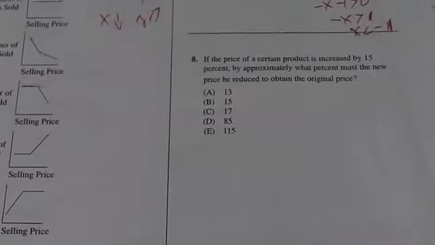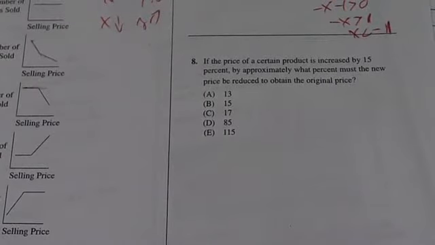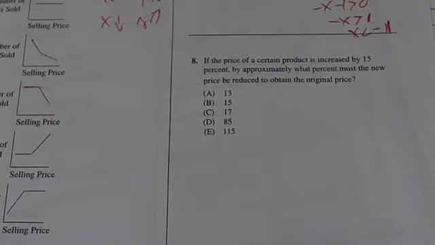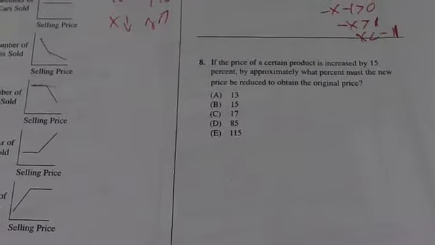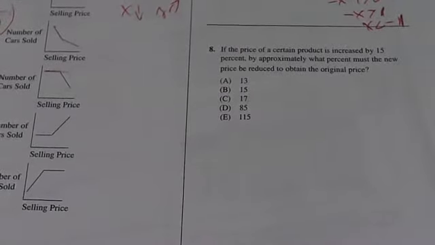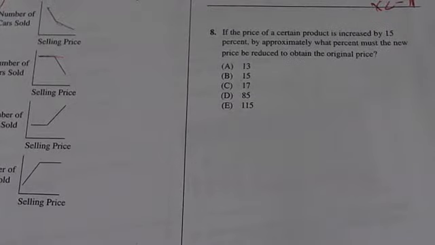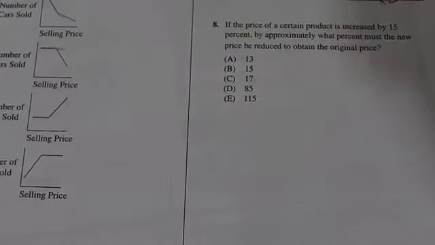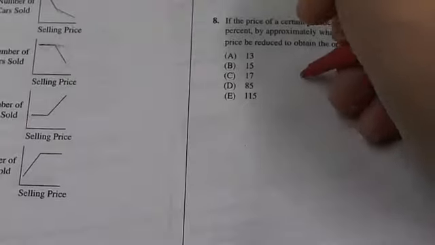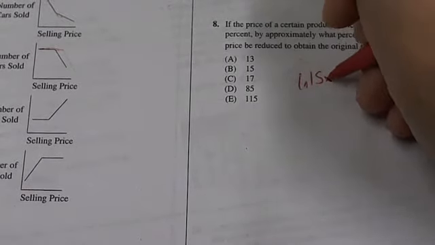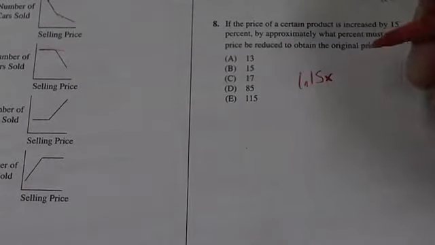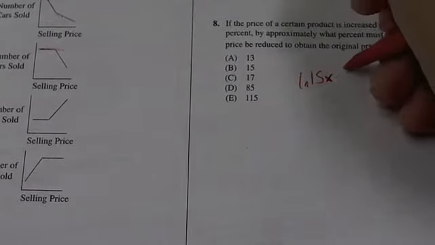Number 8. If the price of certain products increased by 15%, by approximately what percent must the new price be reduced to obtain the original price? Alright. So remember, when it's increased by 15%, you have to multiply by 1 plus the percentage. So it's 1.15 times the original price x. Alright. So this, you have to multiply by the reduction percentage.